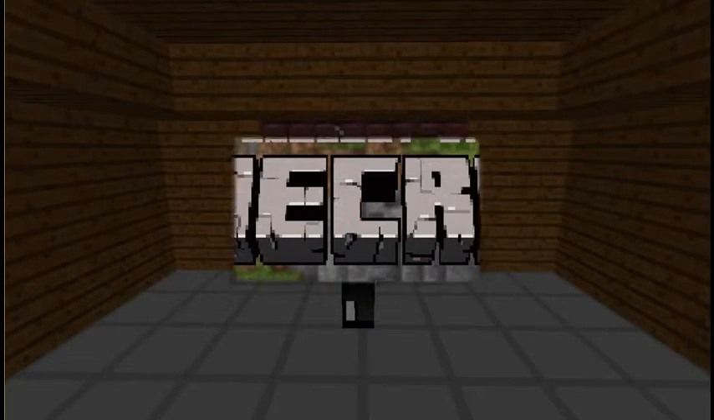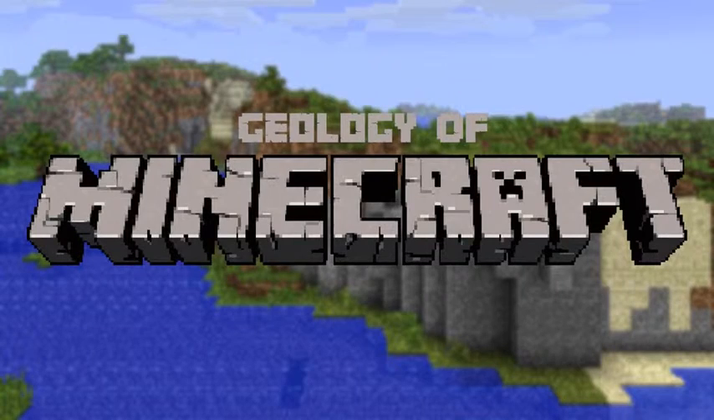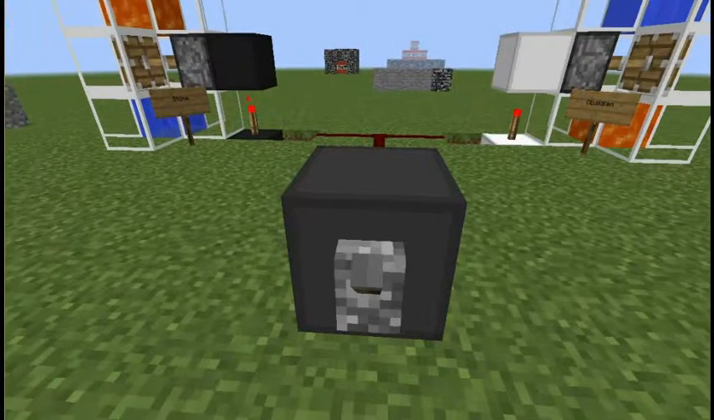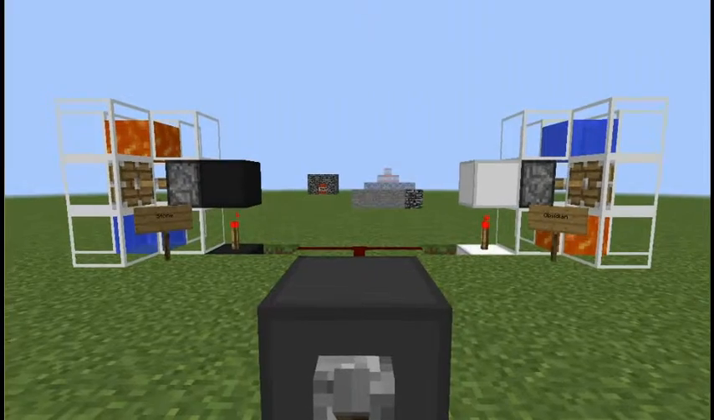I'm going to talk today about the geology of Minecraft and how it relates to the real world. I'm going to focus on two types of rocks today. The first of these is igneous rock. Igneous rocks are created by magma that is cooled.